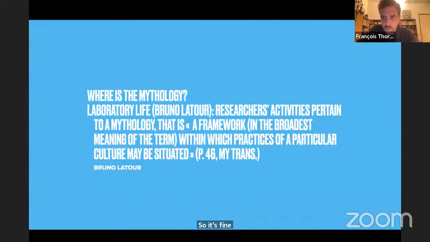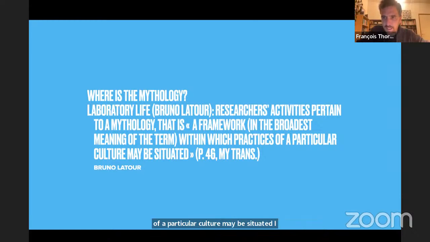So I was wondering, where is the mythology in laboratory life? Thoreau speaks of researchers' mythology, saying that researchers' activities pertain to mythology, like a framework in the broadest meaning of the term, within which practices of a particular culture may be situated.